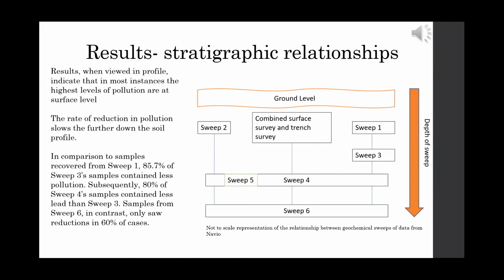When I looked at the results in a stratigraphic context, it was clear that the highest results were on average found at the surface and subsequently declined as the stratigraphy deepened. We saw 85.7% of samples directly below the surface were lower than those at the surface. Subsequently, the next survey had 80% less than that survey, and the final survey had 60% less than the survey before it. This does suggest an origin of lead pollution coming from the surface and this reducing as the stratigraphy deepens.